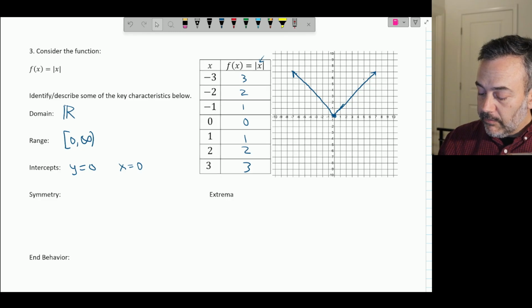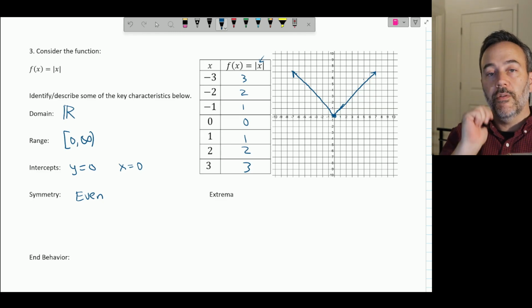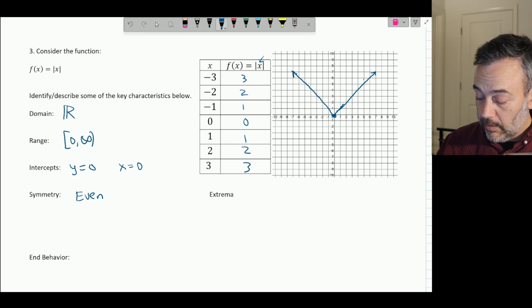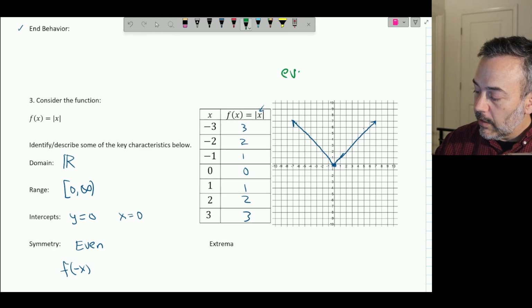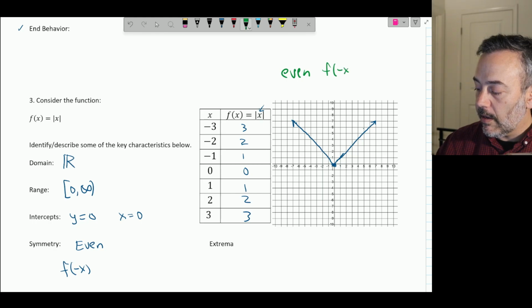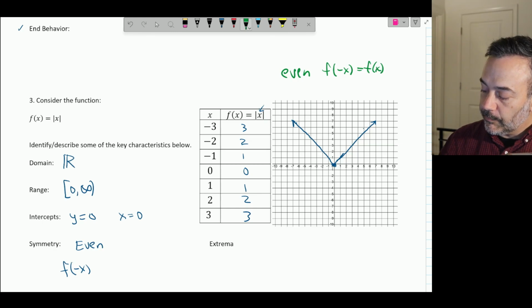This is an even function. I can tell because the graph is symmetric over the y-axis. Let's show it. Remember the definition for even. You have to memorize it. The test for even is that you need to check that f of negative x is equal to positive f of x.